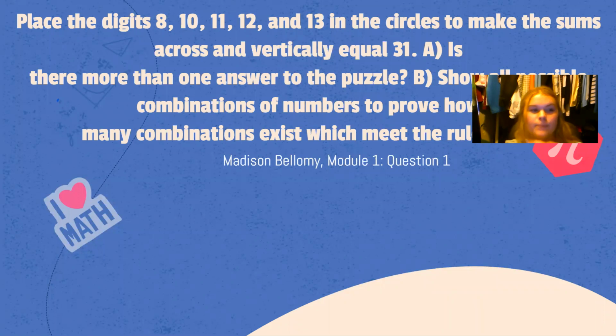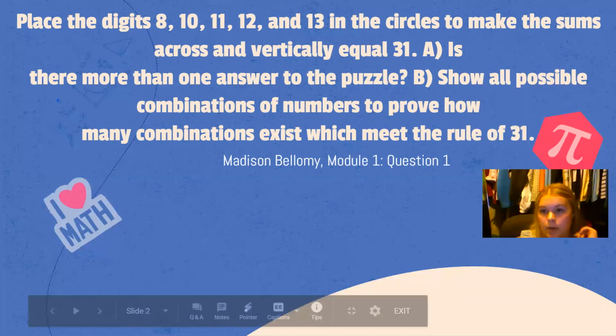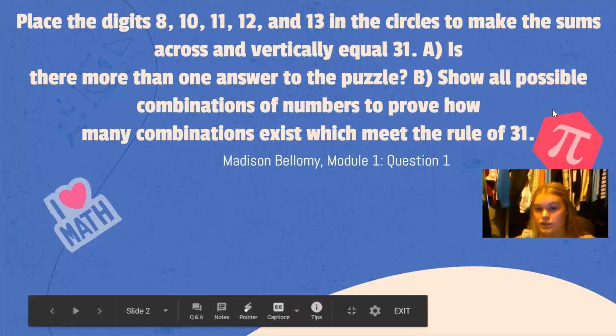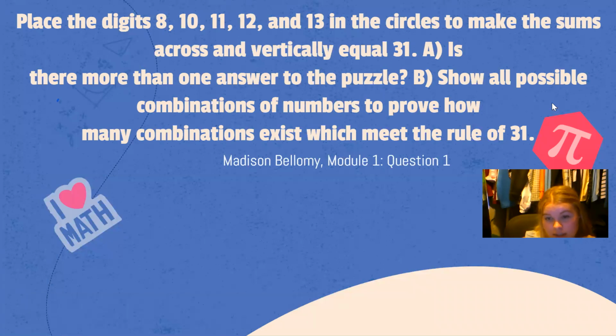Alright, so our first problem says: place the digits 8, 10, 11, 12, and 13 in the circles to make the sums across and vertically equal to 31, which we'll see in a diagram in a second. Part A says, is there more than one answer to the puzzle? And part B, show all possible combinations of numbers to prove how many combinations exist which meet the rule of 31. Okay, so we are going to use a system of guess and check here.